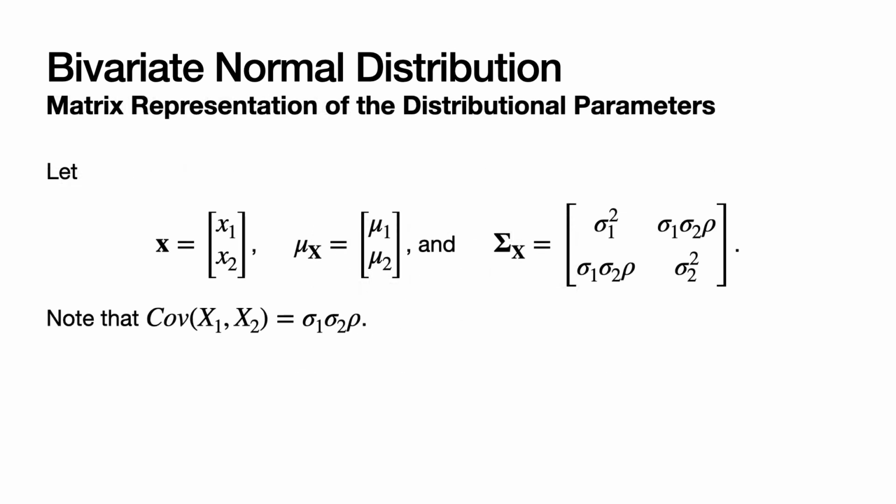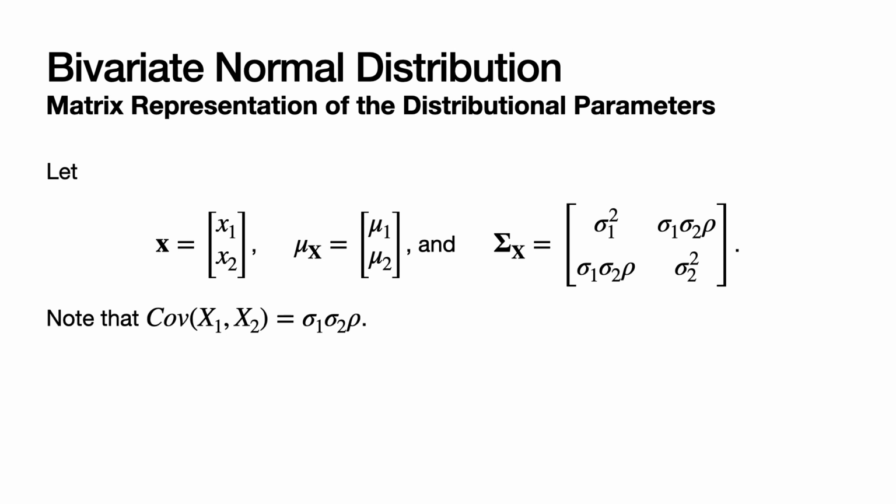Let's look at another way of representing this PDF that kind of hides some of the details. And so this is going to be the matrix representation of the distributional parameters that we will then incorporate into another equivalent expression for the PDF. And so let's let bold x be a 2x1 vector containing the function arguments x1 and x2. We'll let mu sub bold x be a 2x1 vector containing the means of random variables x1 and x2. So it has mu1 in the 1,1 entry and mu2 in the 2,1 entry.